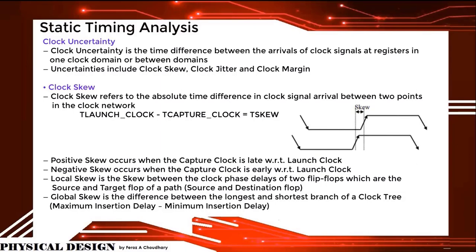Local skew is the skew between the clock phase delays of two flip-flops which are the source and target flop of a path, that is source to destination flop. Global skew is the difference between the longest and shortest branch of a clock tree, max insertion delay minus min insertion delay.